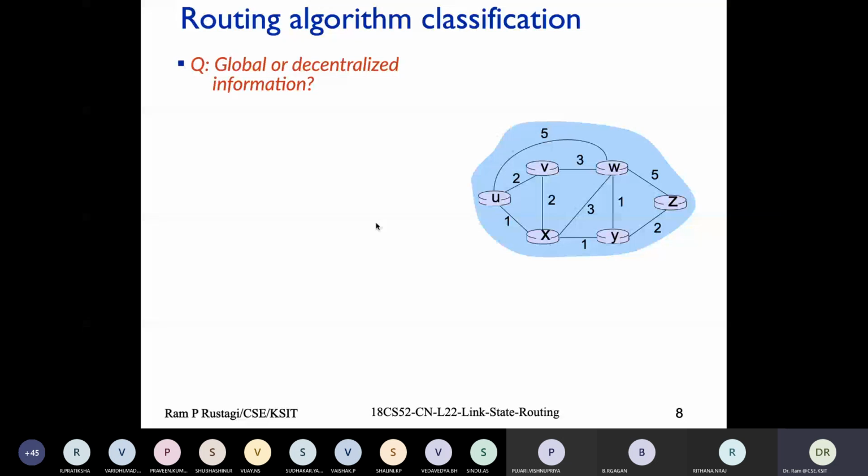Before we do that, we also look at routing categories, the protocol categories. One is called global or centralized, and the other is called decentralized.